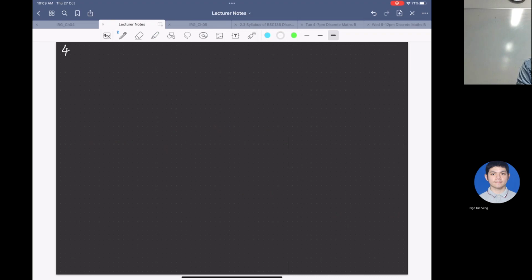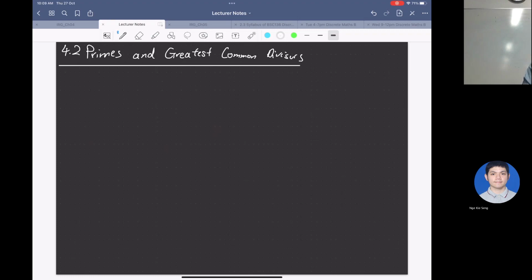Okay. Next, we talk about primes. Primes and GCD, greatest common divisor. Primes are actually the building blocks of numbers, integers. If you studied chemistry before, it's like an atom is the building block for chemical elements. So primes are the building blocks of numbers. So what is a prime?